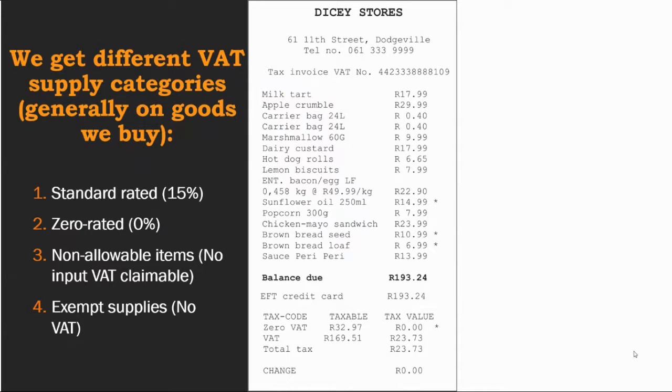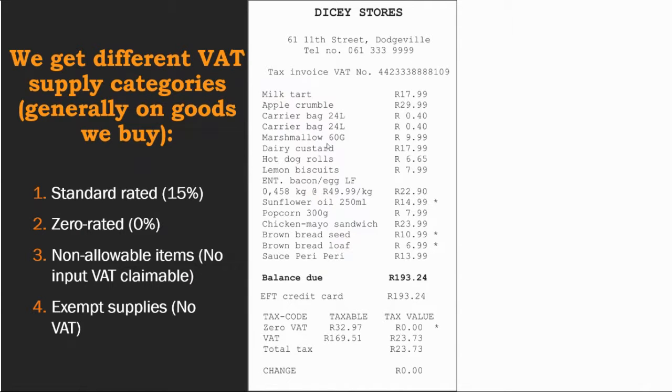Now, the 4 categories that you need to be aware of. The first one is our standard rated one. So that is your everyday products that you buy at a store. For example, your standard rated ones would be your milk tart, your apple crumble, yeah, your marshmallows would have been a standard rated supply.